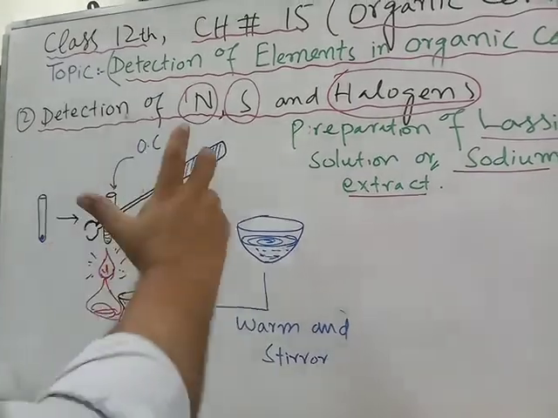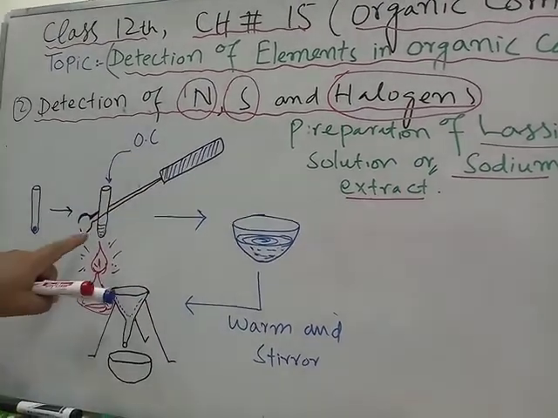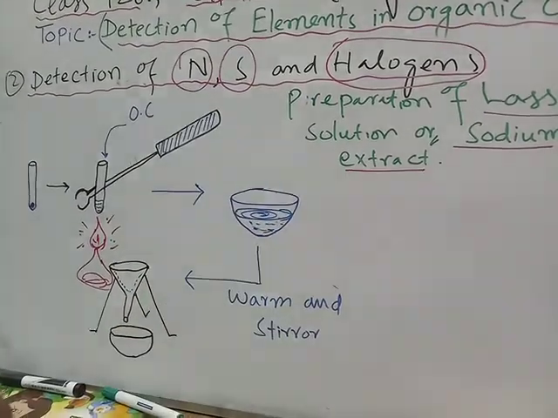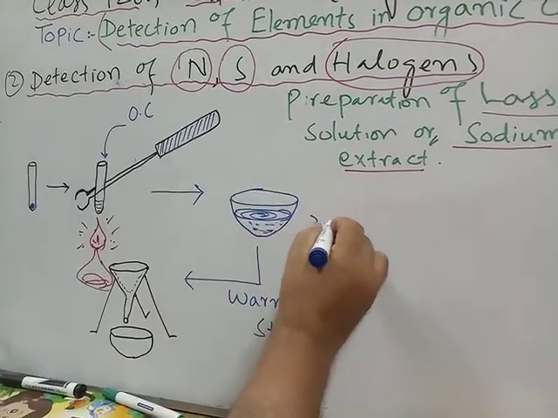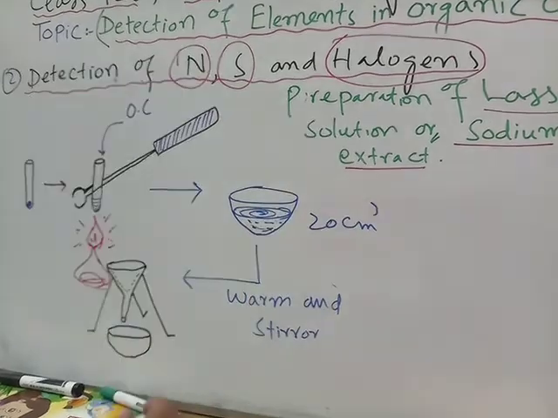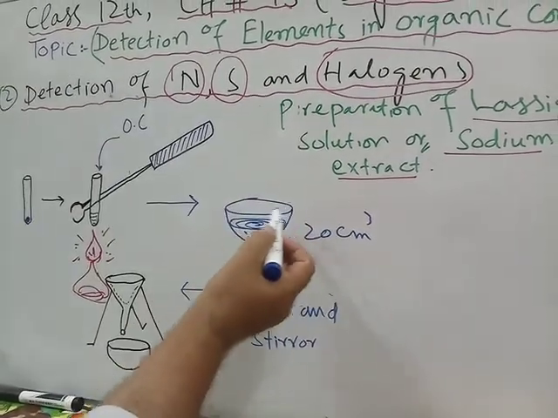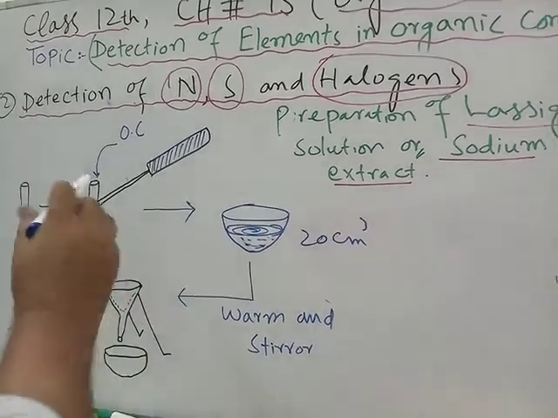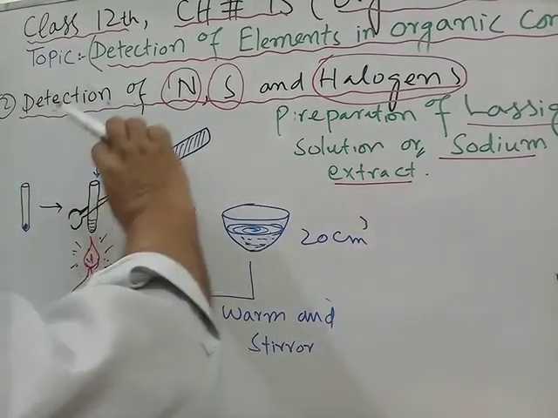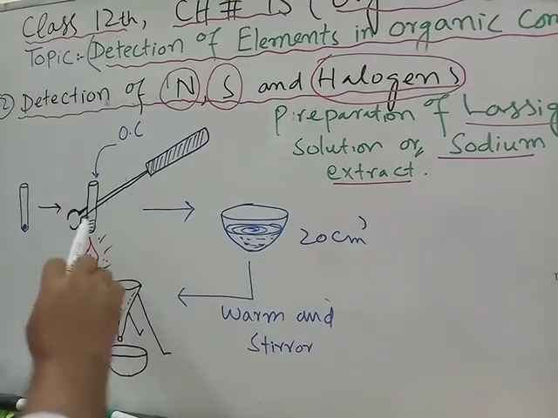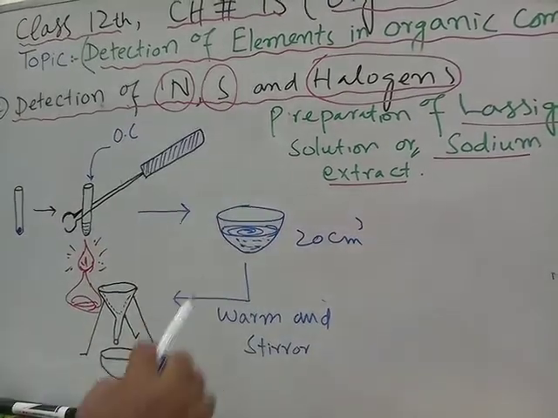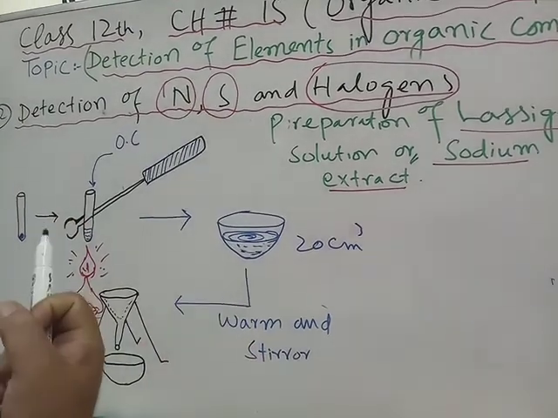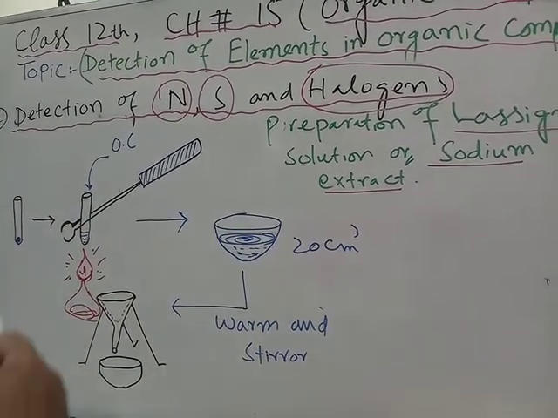Then again heat it. When this becomes red hot, take 20 ml or 20 cubic centimeters of distilled water in a china dish and place the red hot fusion tube into this. This is cold water, so the fusion tube breaks by contraction.